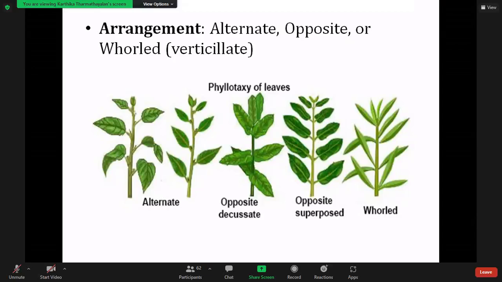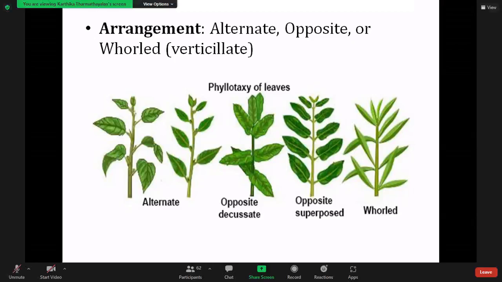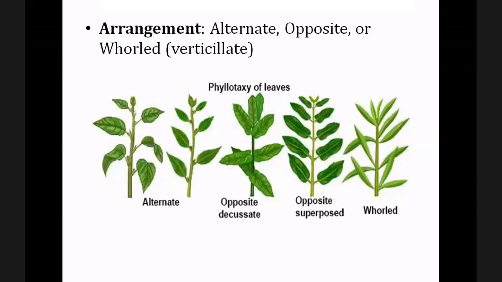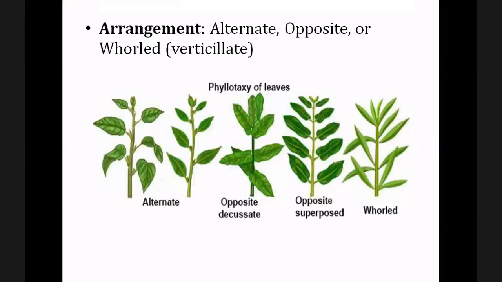Whorled. In this arrangement, three or more equally spaced leaves emerge from the node. From the one node, three or more leaves are arising. The example is the ocimum. That plant shows these three or more leaves arising from the one node. They are equally spaced. They are arranged in a whorled manner.